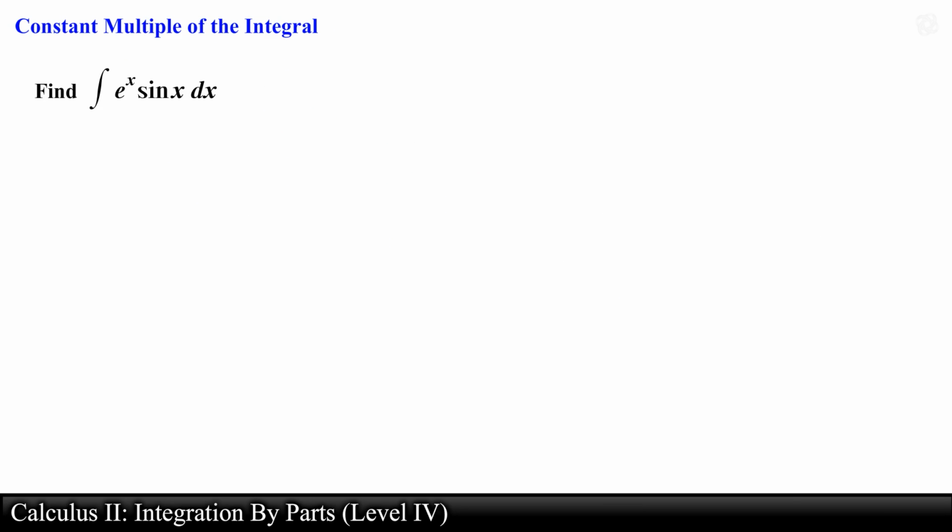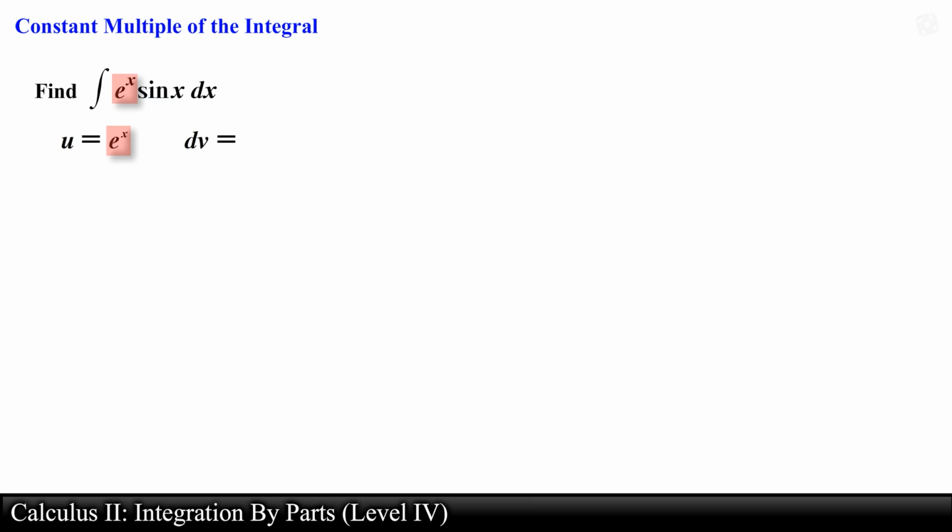Find the integral of e to the x times sine of x dx. Alright, like always, the first step is to select u and dv. Notice that in this example, both functions are easily differentiable, or have a simple integral. So in this particular example, the choice of u and dv is irrelevant.